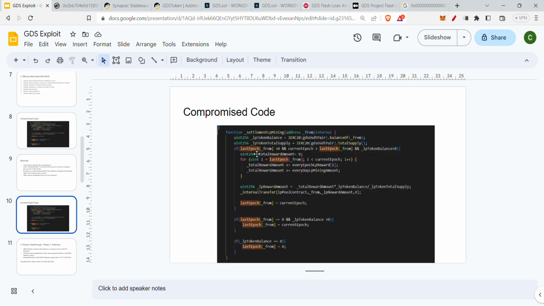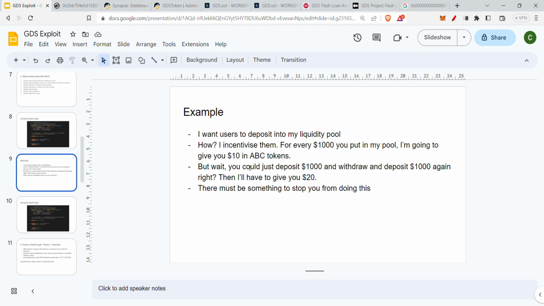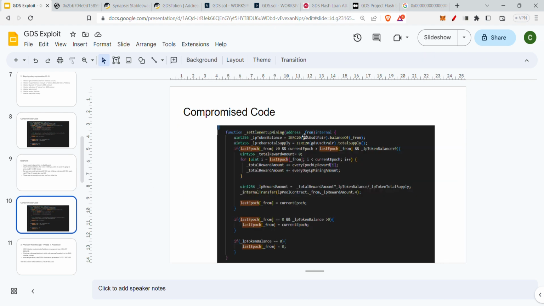And yes, there's actually a caveat over here. If you look at this if statement, the last epoch is more than 0, current epoch is more than last epoch, and LP token balance is more than 0. These three things must hold true in order for this to run. So if the current epoch is equal to the last epoch, these two lines cannot run. If I deposit 1,000 and immediately withdraw, the epochs will stay the same. So I cannot do this in this attacking contract.